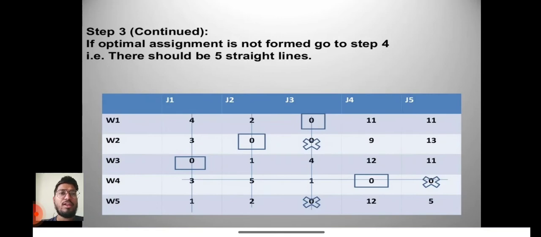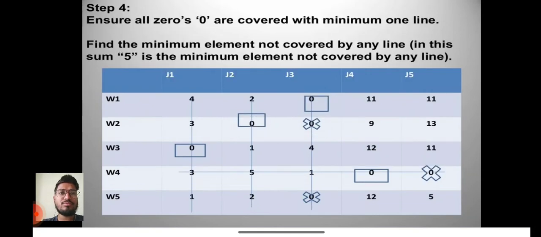Step 3. If optimal assignment is not formed, go to step 4. That is, there should be 5 straight lines. So here we have to draw 5 straight lines so that all the zeros are cancelled. Step 4. Ensure all zeros are covered with the minimum number of lines. Find the minimum element not covered by any line. In this, 5 is the minimum element not covered by any line.